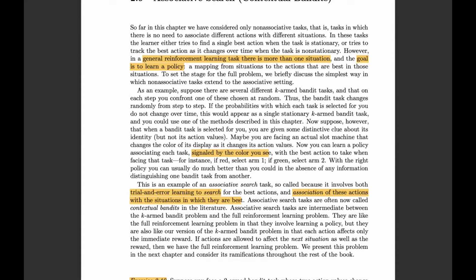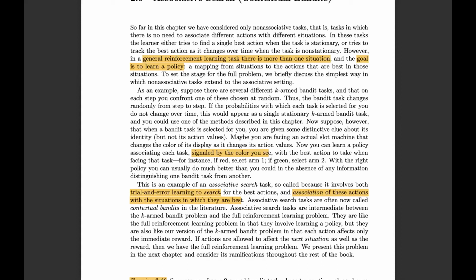With the right policy we can actually match them better, even without any information. But if there's an associative search task, not only should we do trial and error just to search for the best actions, but we'll also have to think about the association of these actions with respect to the situations where they are best or not. And that's why these are called contextual bandits.